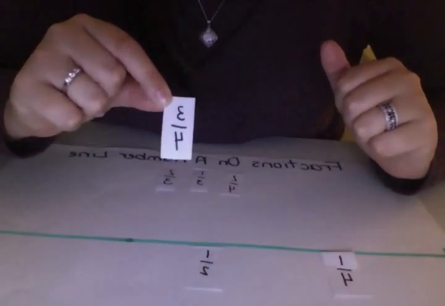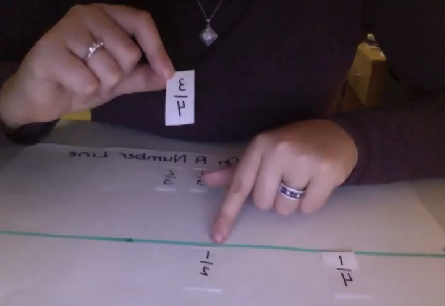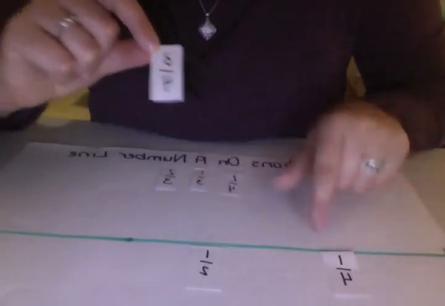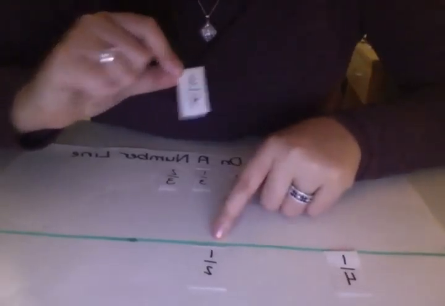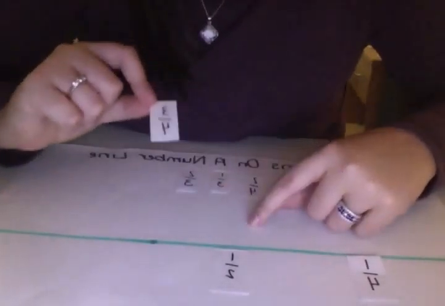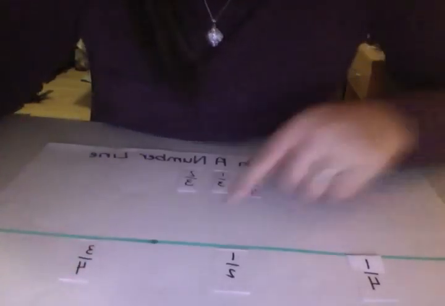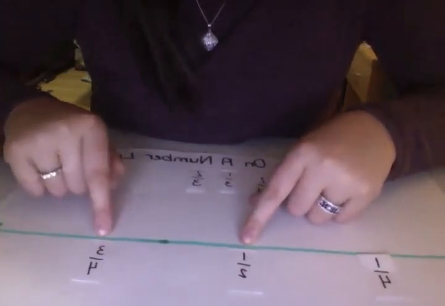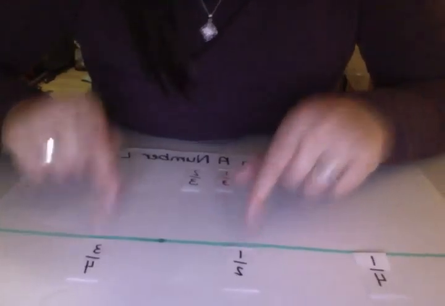So the next thing we're going to do is 3/4. So if we have 1/4, 1/2, where would 3/4 go? In between 0 and 1/4? In between 1/4 and 1/2? Or in between 1/2 and 1? Very good. 3/4 goes between 1/2 and 1 because we know 3/4 to be 75%, which is bigger than 1/2.